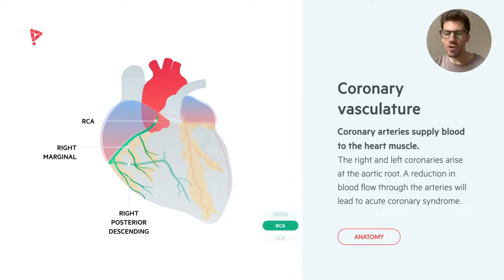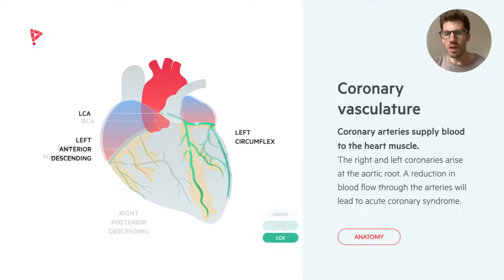So the right coronary artery gives off the right marginal branch, it goes around the back of the heart, and if it's dominant in its supply to the heart, it will give off the posterior descending. The left coronary artery gives off the left circumflex that also runs around the back of the heart. And then the left anterior descending also comes off the left coronary artery, which runs over the top of the heart and predominantly supplies the left ventricle. Occlusion to any of these vessels can lead to acute coronary syndrome.